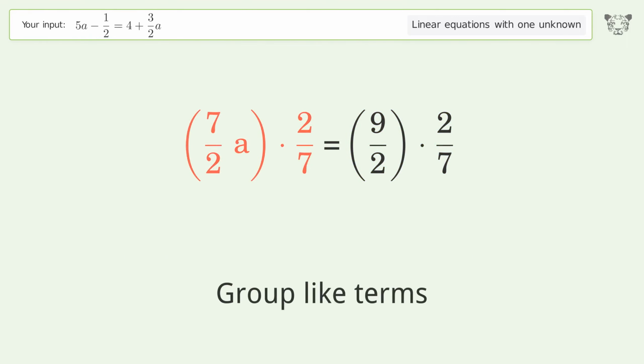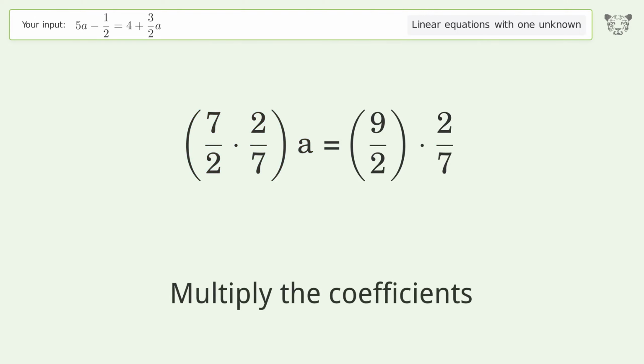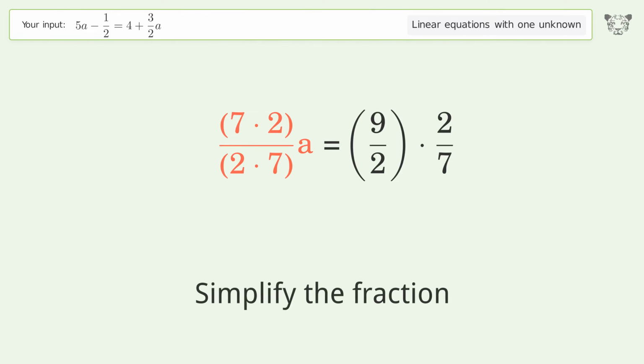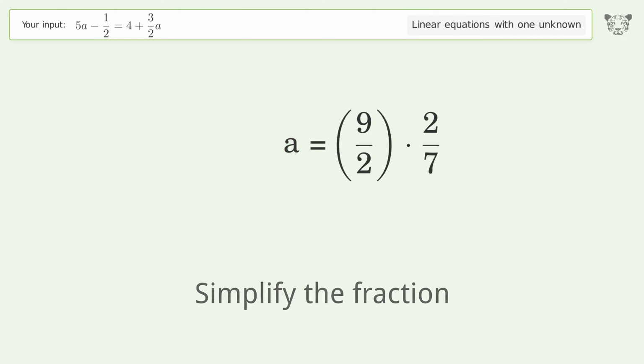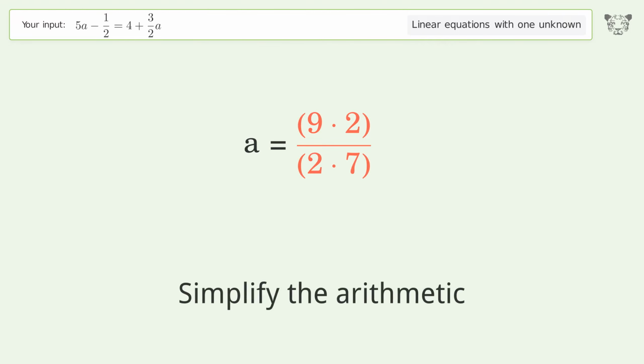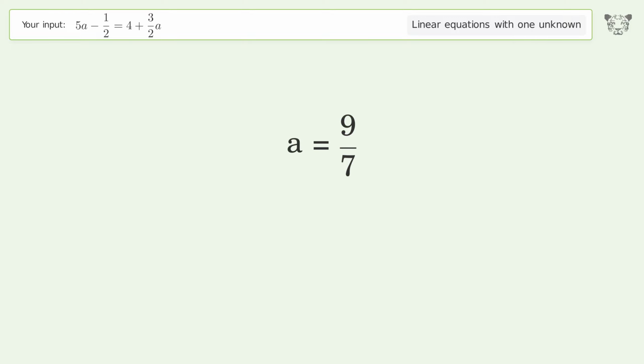Group like terms. Multiply the coefficients. Simplify the fraction. Multiply the fractions. Simplify the arithmetic. And so the final result is a equals 9/7.